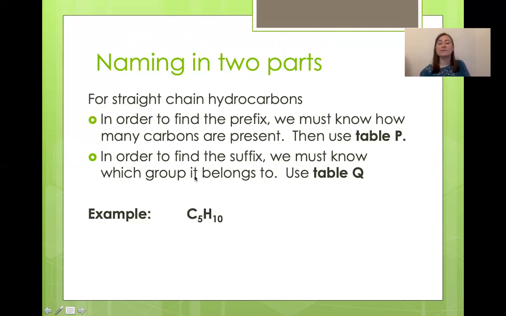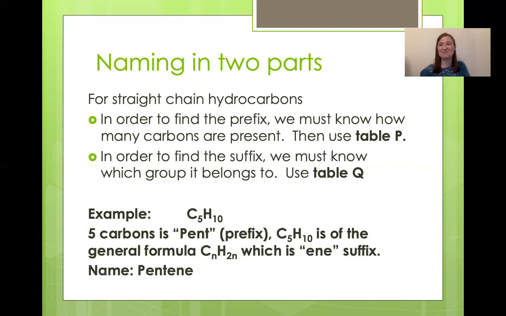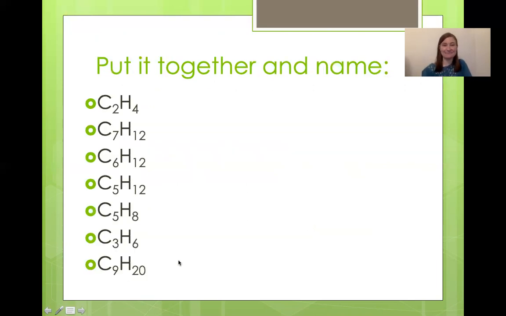So let's look at an example, C5H10. Based on the number of carbons, I look up in table P what the prefix is if I have 5 carbons. That's pent. Then I have to figure out, is this an alkane, an alkene, or an alkyne? Well, I have 5 carbons, and if you double 5, that's 10. 2n would be 10, and I've got 10 hydrogens. So I have twice as many hydrogens as carbons. So that's an alkene. So that would have the ending ene. So this is going to be pentene, not to be confused with the shampoo. So good, this is pentene.